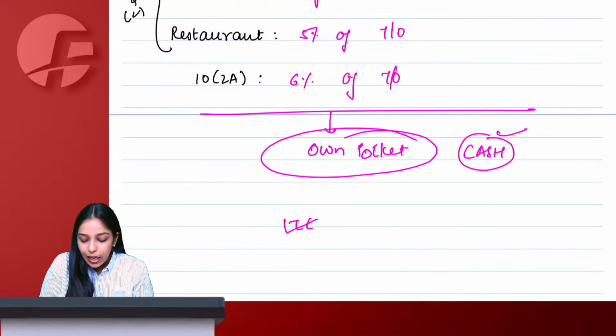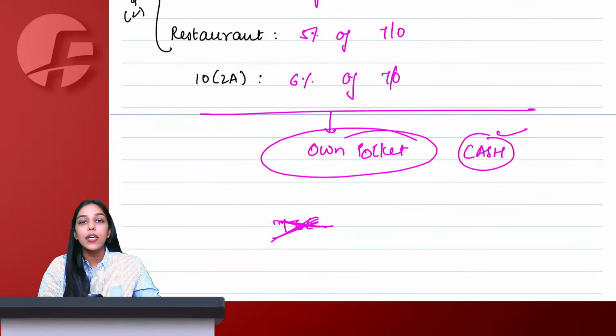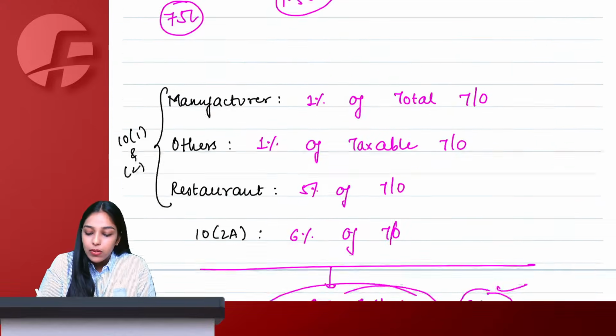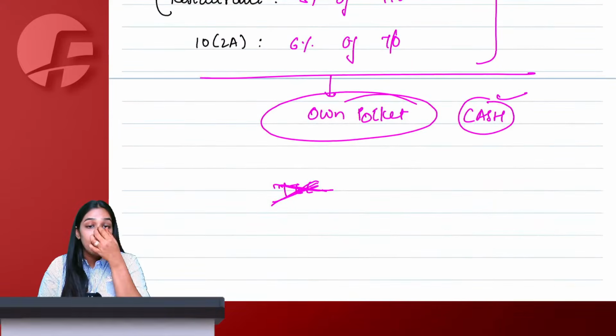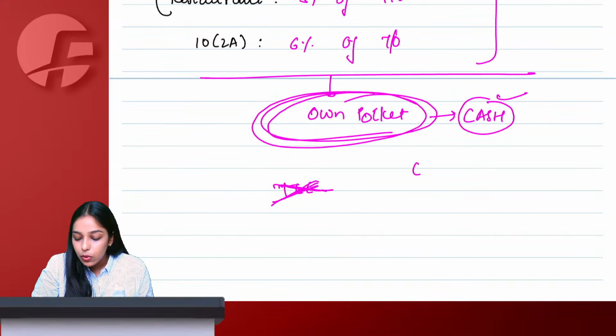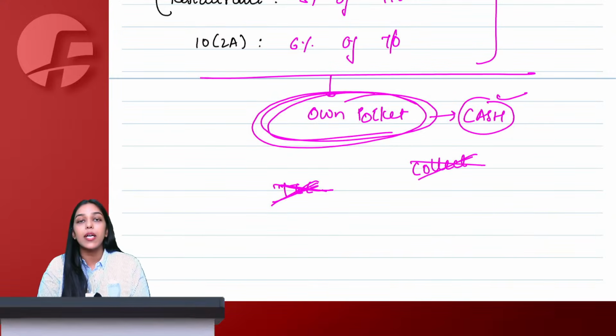You cannot avail any ITC. A composition person while making purchases is ineligible for all kinds of ITC, not a single rupee of ITC a composition person can avail. Because a composition person will never have any ITC, all these amounts that are required to be paid will have to be paid out of own pocket through the cash ledger to the government, and you cannot collect these amounts from customers.